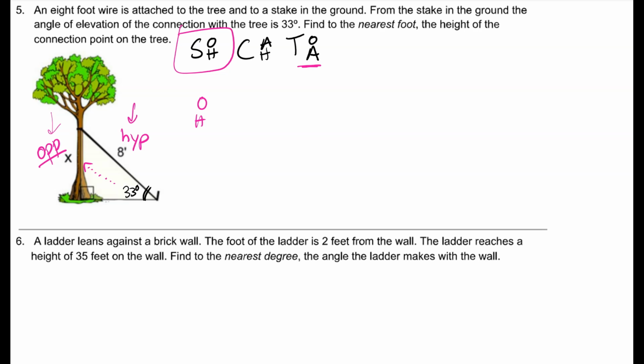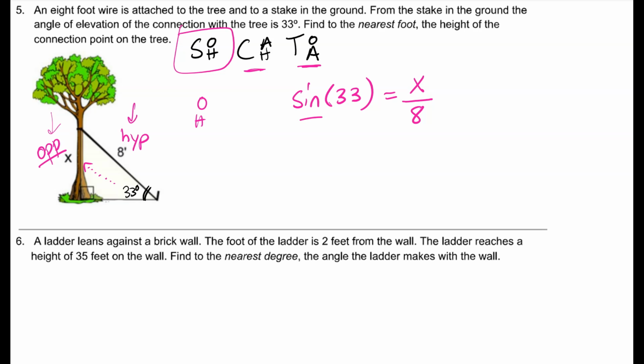Well, the tangent has the adjacent. I don't know anything about the adjacent. And cosine has the adjacent. I don't know anything about the adjacent. So this has to be a sine problem. So I'm going to take sine of 33 degrees, since it's always the angle that goes next to the trig function, is equal to my opposite side, x, over my hypotenuse, 8.